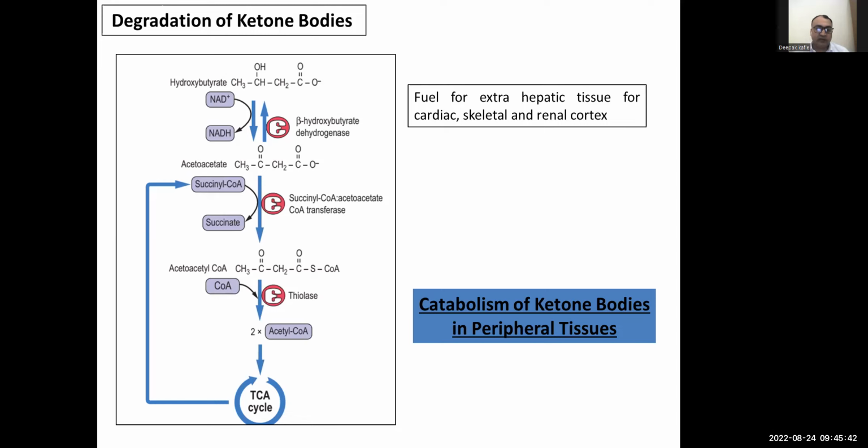From the acetoacetate molecule, generally 19 moles of ATP would be produced, whereas from the hydroxybutyric acid, especially 21.5 moles of ATP will be produced during the degradation of the ketone bodies. And the degradation of the ketone bodies takes place in the extrahepatic tissues.